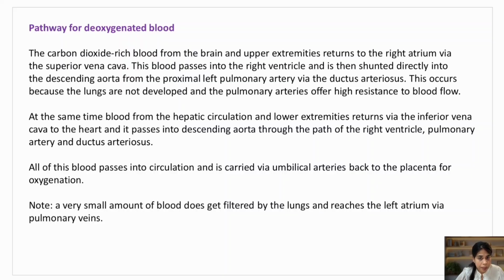At the same time, blood from hepatic circulation and lower extremities returns via the inferior vena cava to the heart again, and it passes into the descending aorta through the path of the right ventricle, pulmonary artery and ductus arteriosus, and finally to the descending aorta. Now all this blood passes into the circulation carried by the umbilical arteries back to the placenta for oxygenation, but a small amount of blood gets filtered by the lungs also and reaches the left atrium via the pulmonary veins.